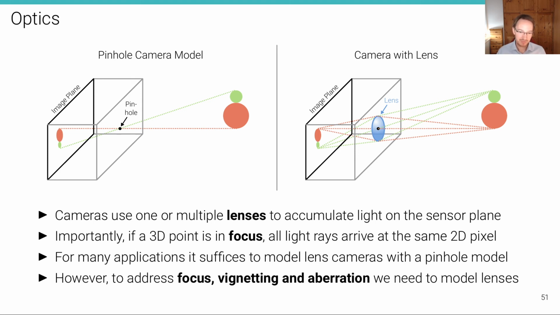The good thing about this is that for many applications, it's sufficient to model the lens cameras with a pinhole model, with the simple model that we've discussed in the previous unit. And that's great. But to address focus and vignetting and aberration and all these kinds of photometric effects, we need to actually model the lens more precisely.